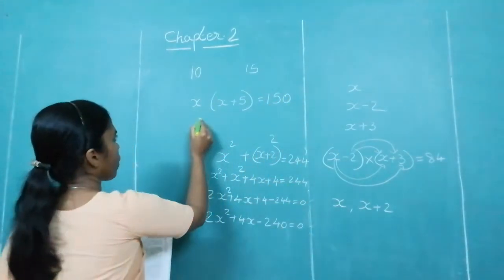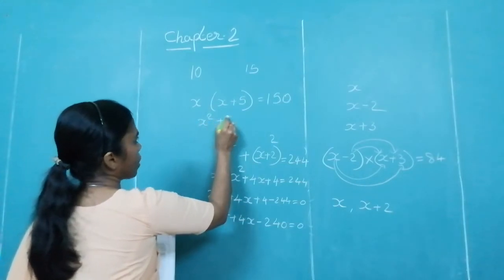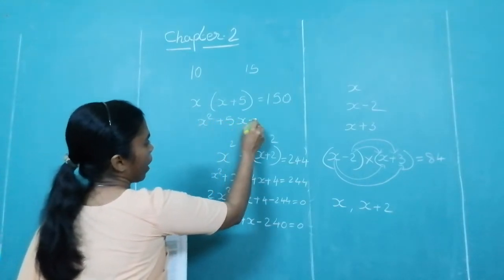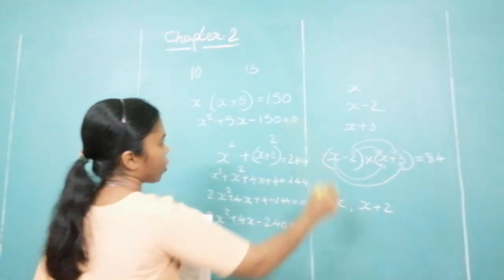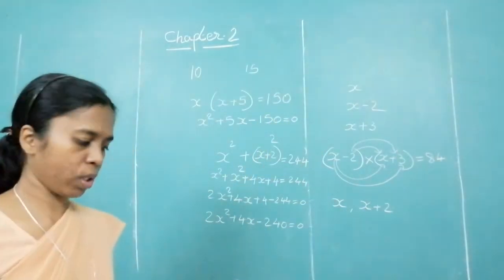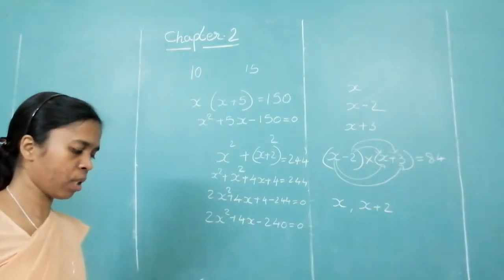Now you must open the bracket. You will have x square plus 5x minus, bring the 150 this side, so minus 150 is equal to 0. This will be a quadratic equation. Solve it, you will get the answer.